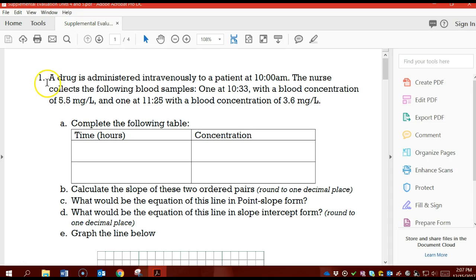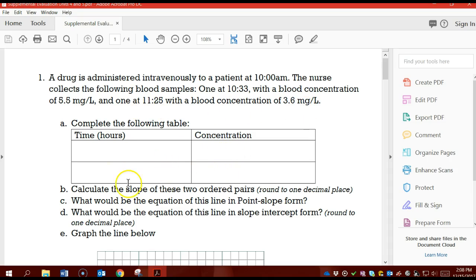So here's what I want you to do. Question 1. We've got a drug going into a patient. It's delivered at 10 a.m. The nurse takes some blood samples. One sample is taken 33 minutes later, so that would be 0.33 hours, with a concentration. We measure concentration of most drugs in milligrams per liter, I'm sure you know that. There's another collection taken at 11:25 with another blood concentration.